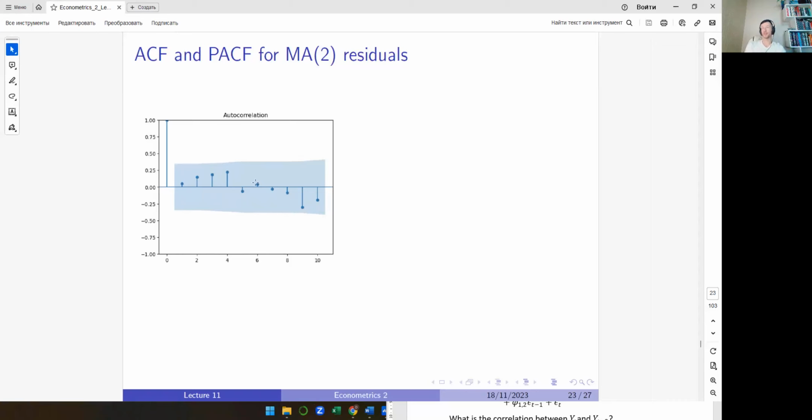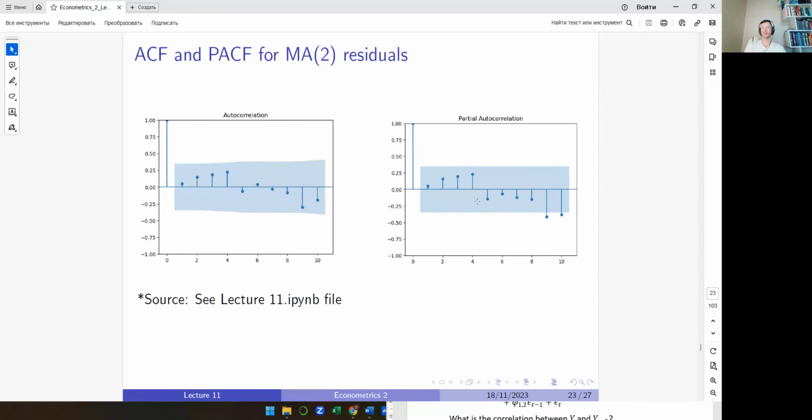This is the autocorrelation plot for the residuals coming from an MA2 model. We see that no lags are significant, so basically everything is fine. This is the partial autocorrelation for the residuals from the MA model. There are some strange points here, but we can probably forget about them, though they must somehow draw our attention. Everything before is zero. We can take it as no residual autocorrelation in the MA2 model.